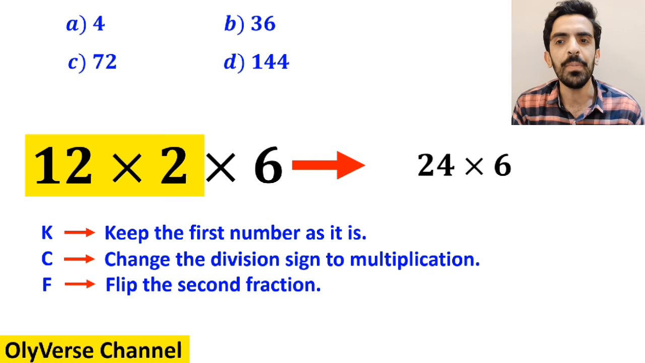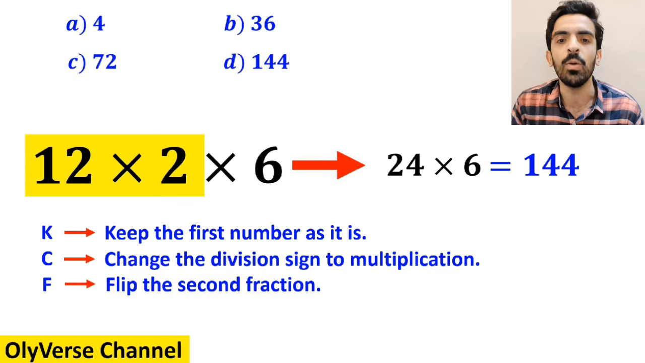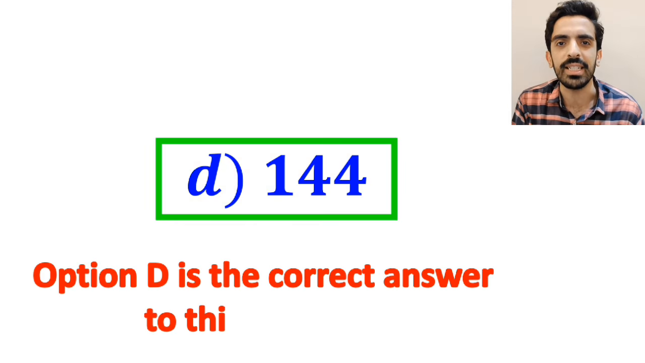Now, this expression simplifies to 24 times 6, which finally gives us the answer 144. Therefore, option D is the correct answer to this question.